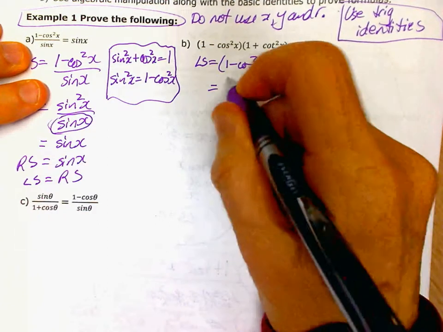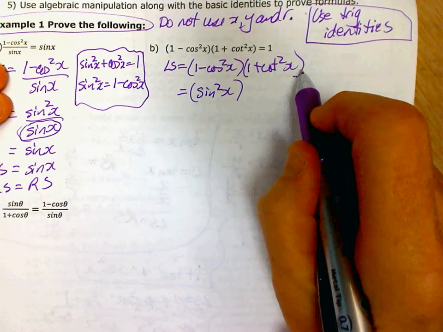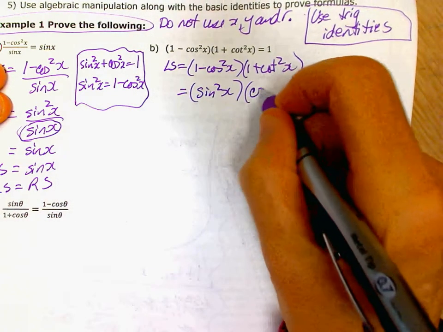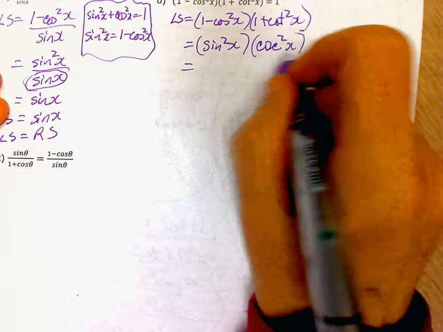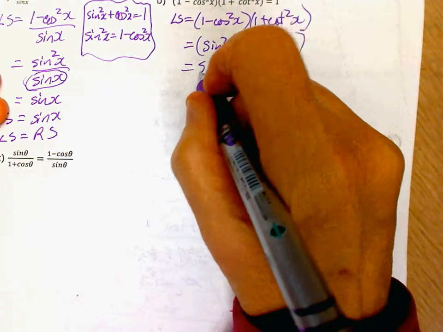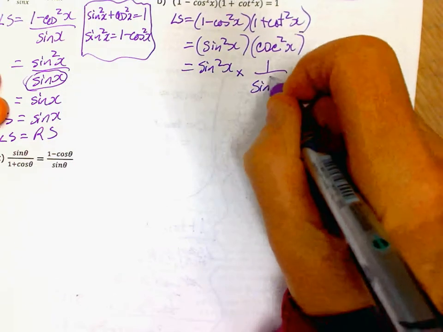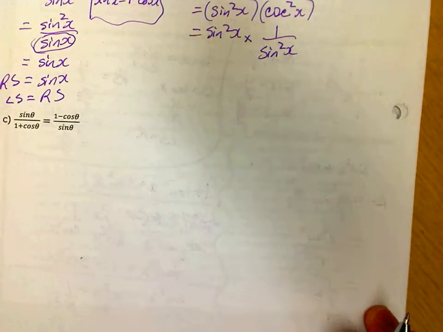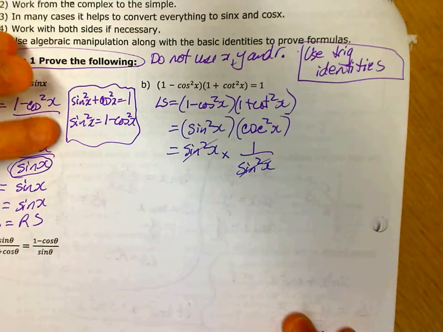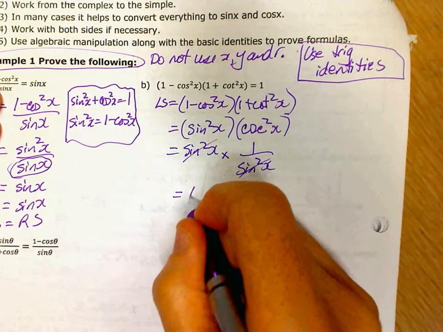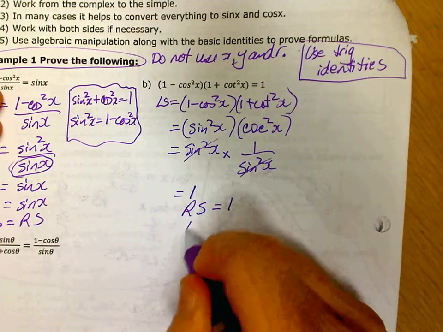And what does 1 plus cotan squared x equal? Cosecant squared x. And you know that this is the reciprocal of sine squared x. You have sine squared x times 1 over sine squared x, and these divide out, and that equals 1. So right side equals 1. Left side equals right side.